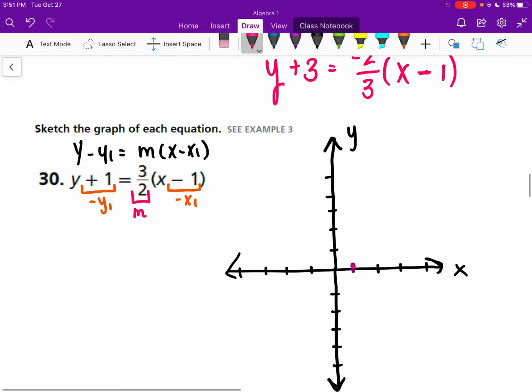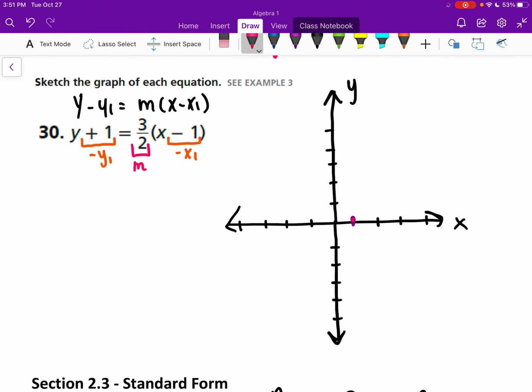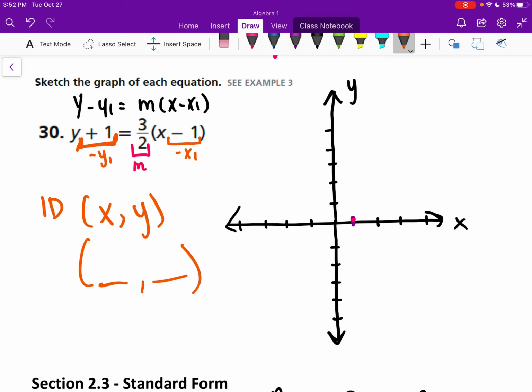The other thing you might be asked to do is be given the equation and asked to graph it, which means we need to identify the point and then use the slope to plot another point. So if I want to identify my x, y, I know that they're going to be opposites of what's in our problem. So here the minus y1 is plus 1, which means my y value is actually -1. Here my minus x1 is -1, so it means my x value is actually +1, which gives me a point on the graph when x is +1 and y is -1, right down here.